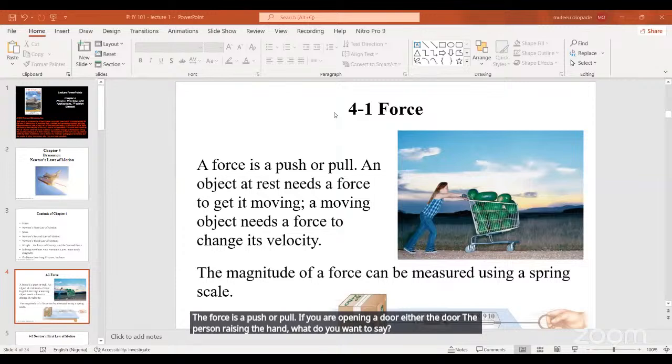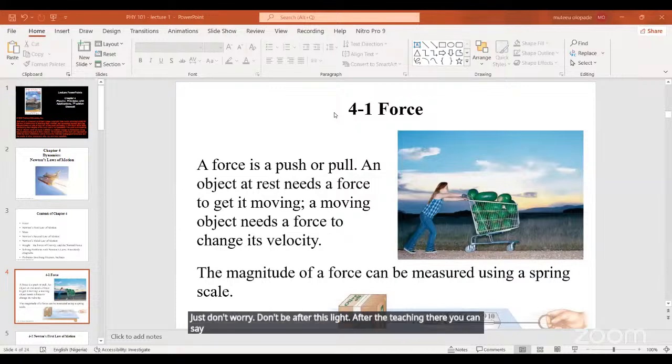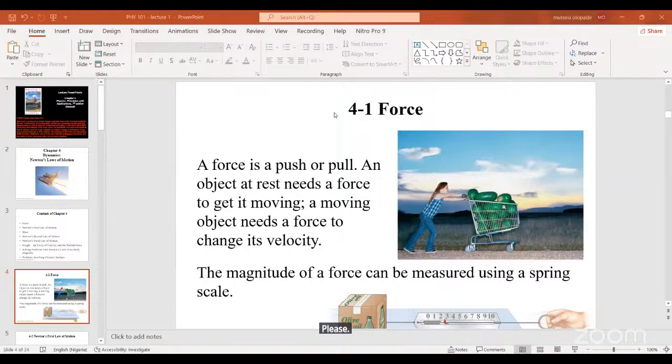Sir, please, will we get the slides? Just don't worry. Don't be after the slide. After the teaching, you can ask your questions. The needful will be done. Don't worry. It's been recorded, and the recordings will be shared with you.